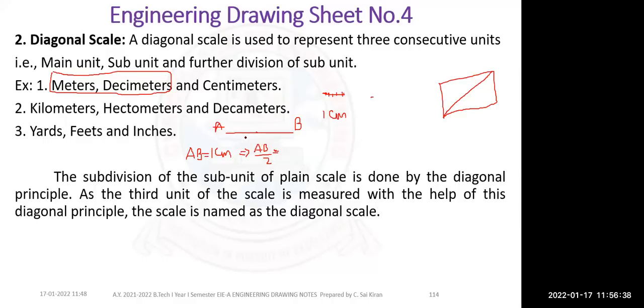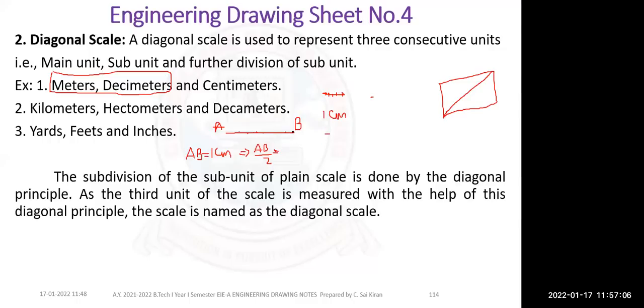Similarly, if I want to take 0.1, it will be somewhere here, then 0.2, 0.3, 0.4, 0.5, next 0.6, 0.7, 0.8, 0.9, and AB. If I want to divide this, I need to make this division. However small my AB is, I need to make the division. So that's the reason I will use the diagonal principle.